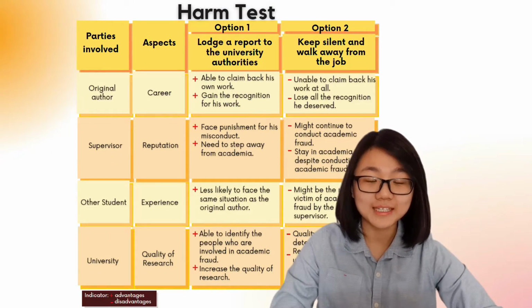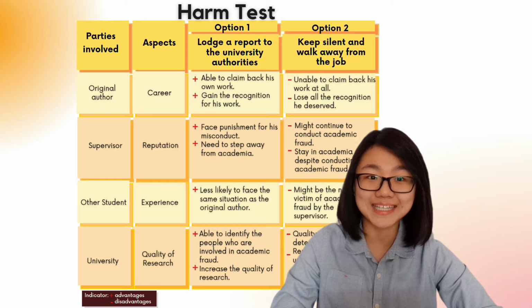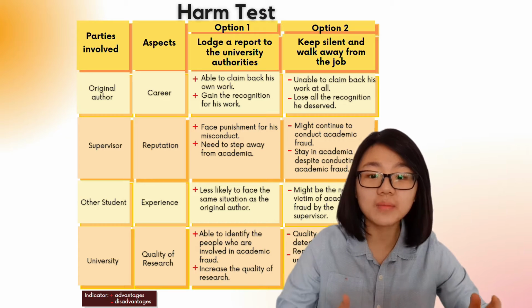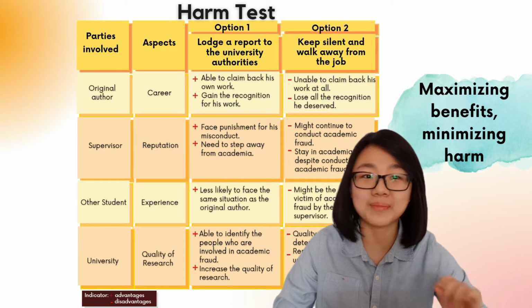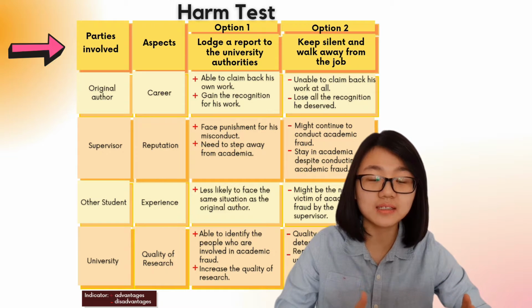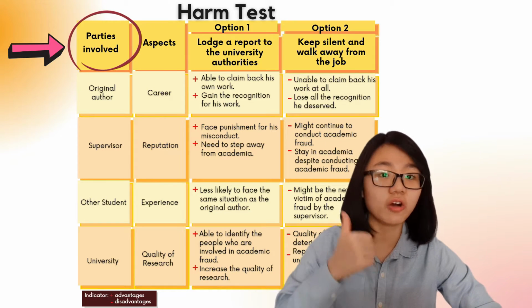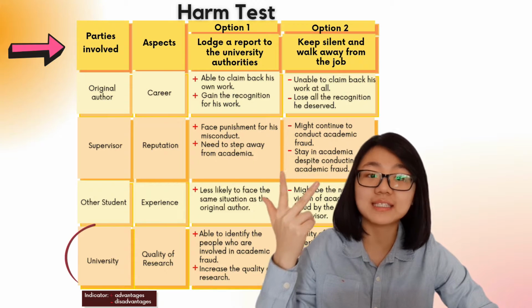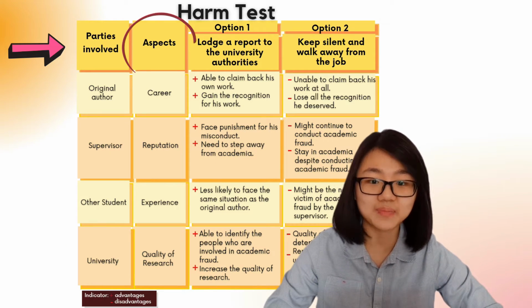Hi, my name is Wong Jia En, and now I'm going to present about the harm test. So the harm test is used to identify the essential components of an ethical approach with the aim of maximizing the benefits and minimizing the harm. So in this case, where an academic fraud is conducted, the parties involved are the original author, the supervisor, other students, as well as the university, all in different aspects.